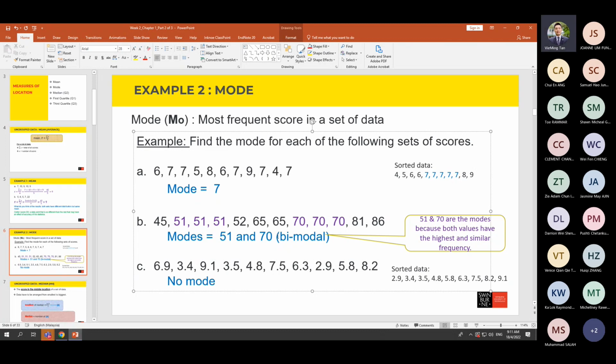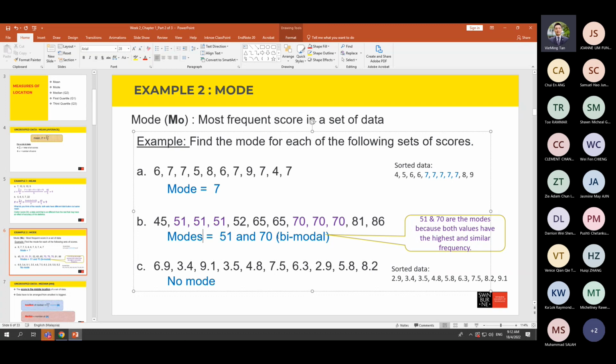Okay, example 2C. Let us analyze the data. It's good that we sort the data first from lowest to highest so that it's easy for us to see the pattern. We start from 2.9, 3.4, 3.5 until the last one is 9.1. Check: is there any number that appears more than 1 time, or with the highest frequency, appearing many times compared to other numbers? No, so all of the numbers only appear 1 time. Each number appears only 1 time.